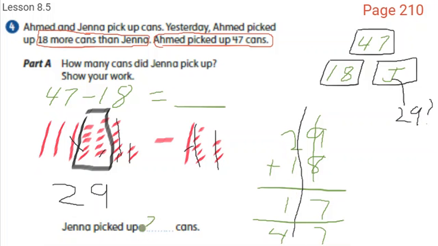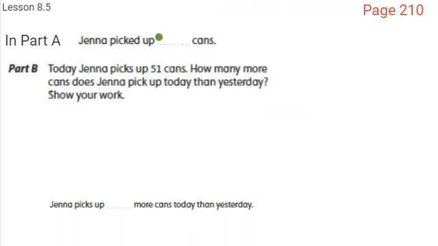So Jenna picks up 29 cans. Now remember that number. Jenna picks up 29 cans. We're going to put it up here. Jenna picked up 29 cans.